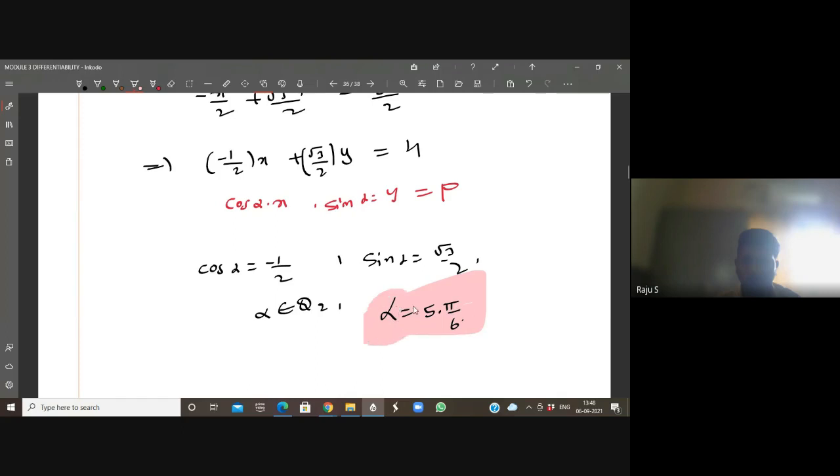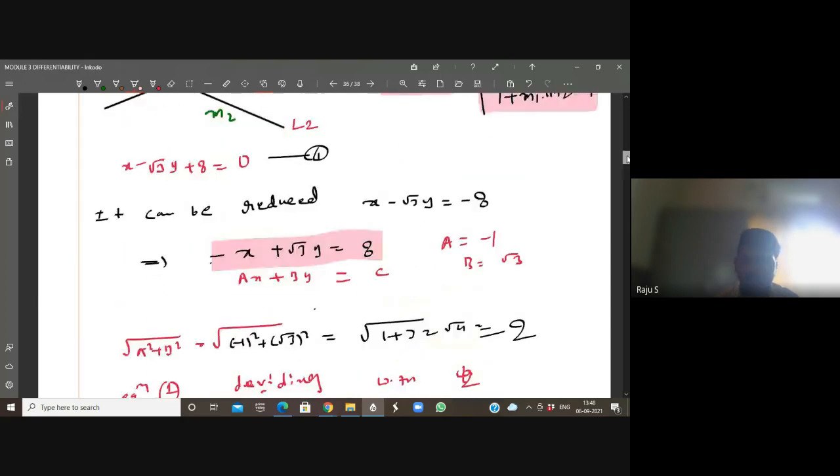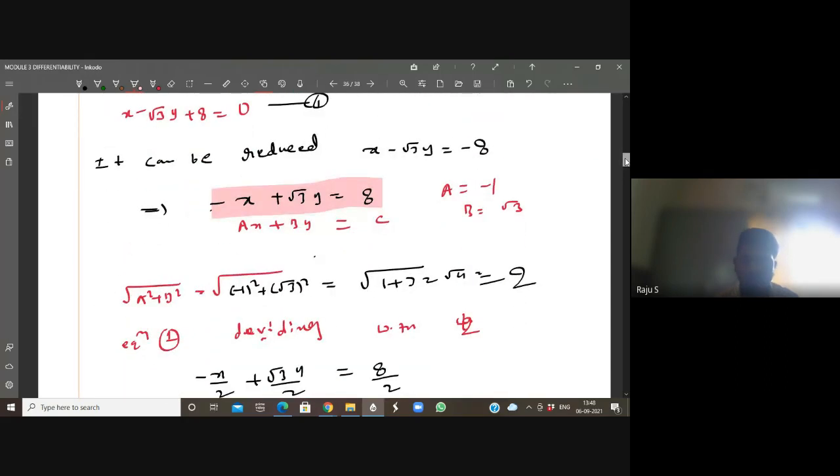Got it, students? Once again, what I have done here, I explain. This is the given question. They are asking to change it to normal form. Whenever they are asking normal form, compare the given equation with ax plus by is equal to capital C.